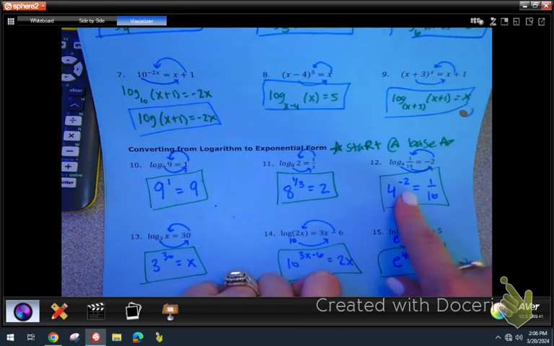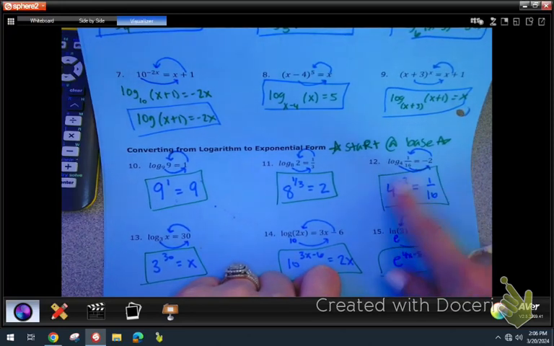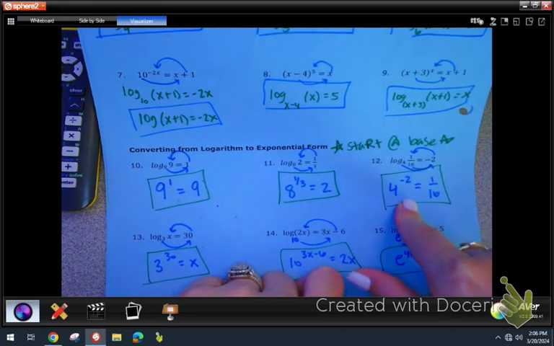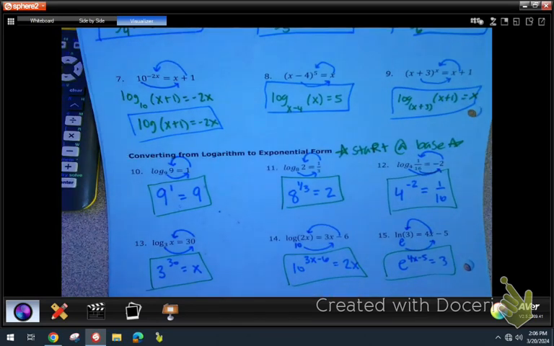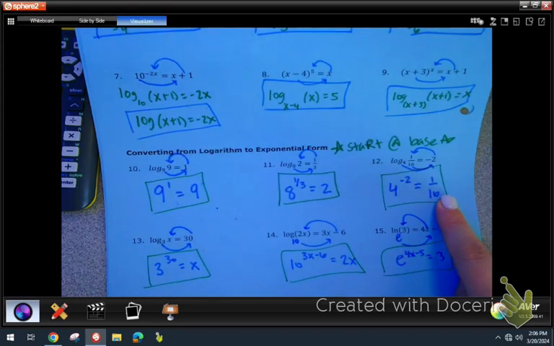What happens when you have a negative exponent? Like, why is this true? 4 to the negative 2 is 1/4 squared. Because if there's a negative exponent, that base goes to the other side of the fraction, which in this case, 4 is in the top. So it becomes 1/4 to the positive 2, which is 1/16.